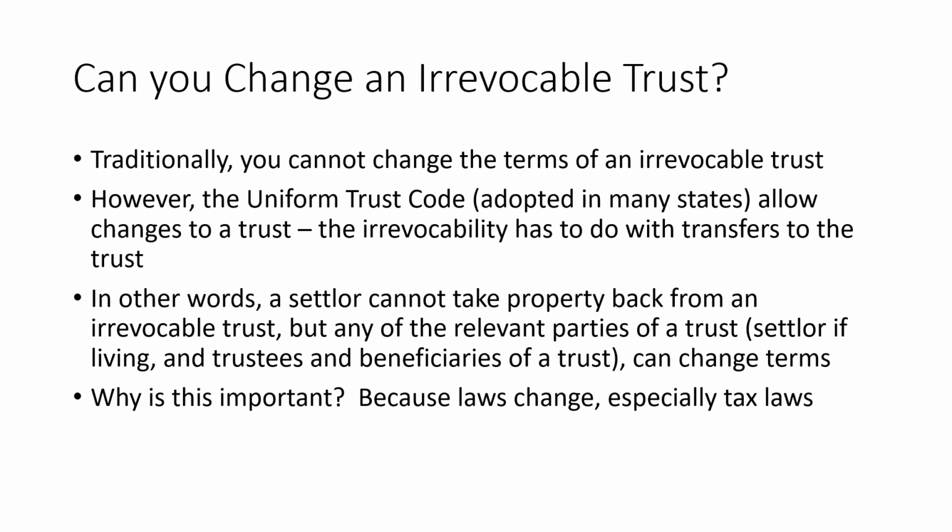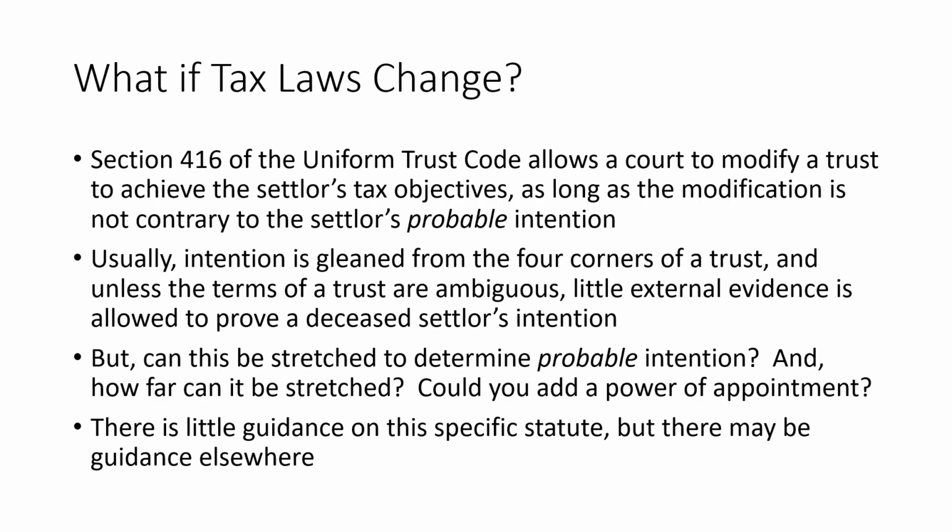So why is this important? Because as I mentioned, laws change, especially tax laws, over the last 20 years. Now, one of the most significant changes of the last 20 years has been that the estate tax applicable exclusion amount and the generation skipping transfer tax exemption amount have increased more than 20-fold. They've gone from 600,000 and change back in the year 2000 to now being 11.58 million each in 2020.